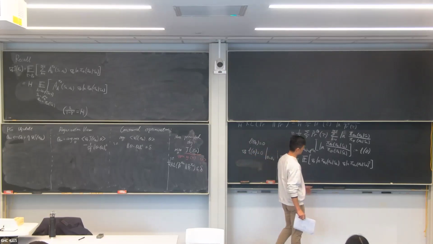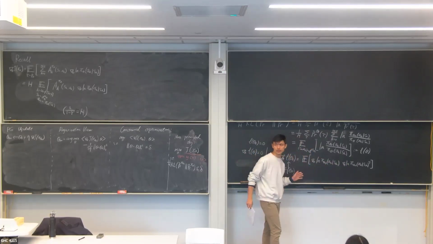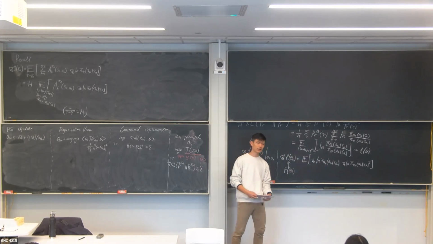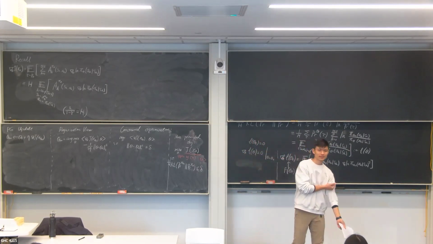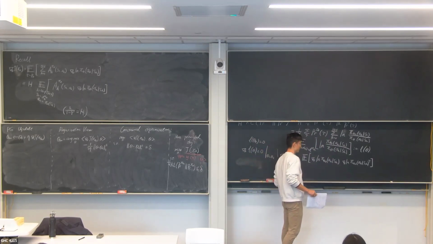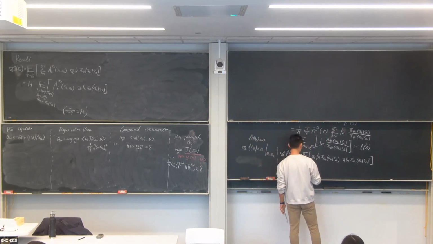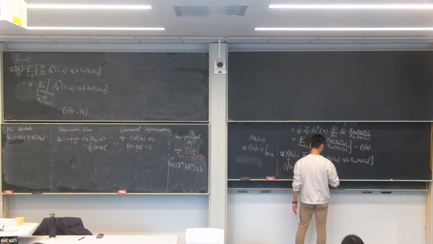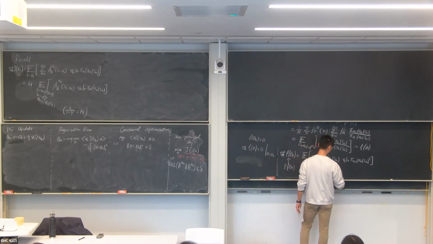And this expected matrix has a name. Anyone know what this is? Fisher. Yeah. How do you know this? Just reading the paper. You just read papers. Great. Excellent. This thing is called the Fisher, sometimes called the Fisher matrix, sometimes called the Fisher information matrix.